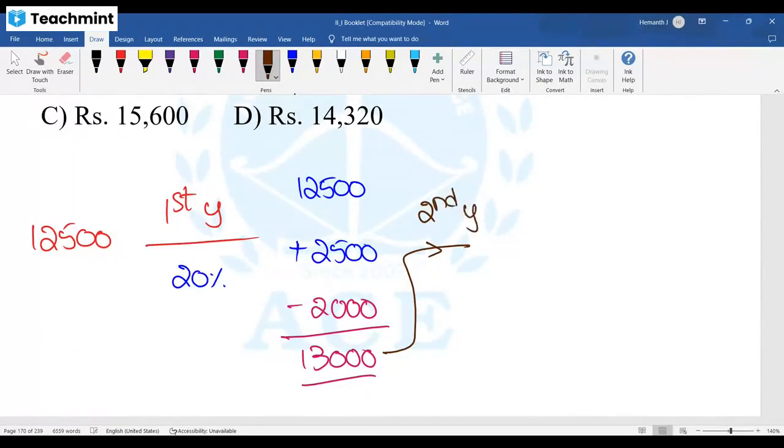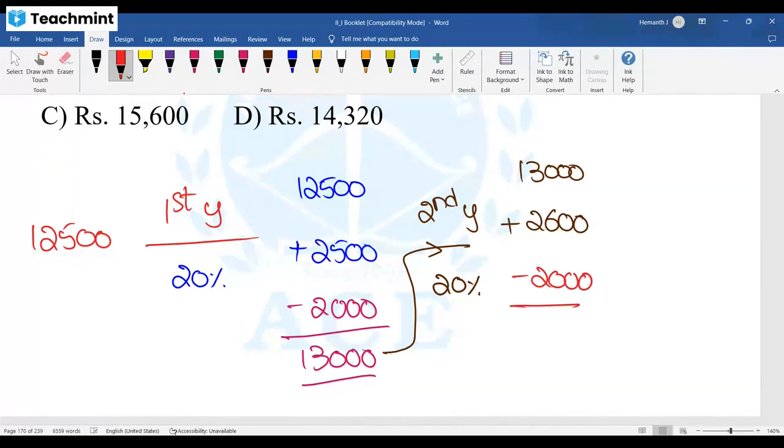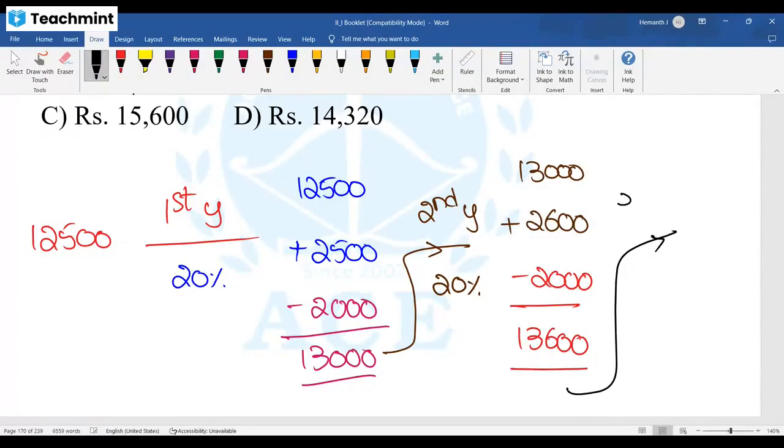Now, second year, 20%. So 13,000 is the pending amount. 10% of that is 1,300, 20% is 2,600. If you don't pay, it becomes 15,600. But they said you are paying 2,000 at the end of every year. Pending amount is how much? 13,600. Next year, third year. What is the third year rate of interest? 20%.